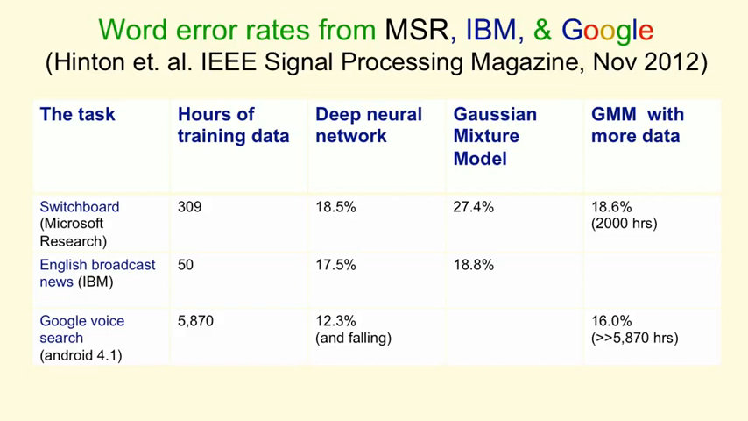That was still much less than they'd trained their Gaussian mixture model on. But even with much less data, it did a lot better than the technology they had before. It reduced the error rate from 16% to 12.3%, and the error rate is still falling. And in the latest Android, if you do voice search, it's using one of these deep neural networks in order to do very good speech recognition.